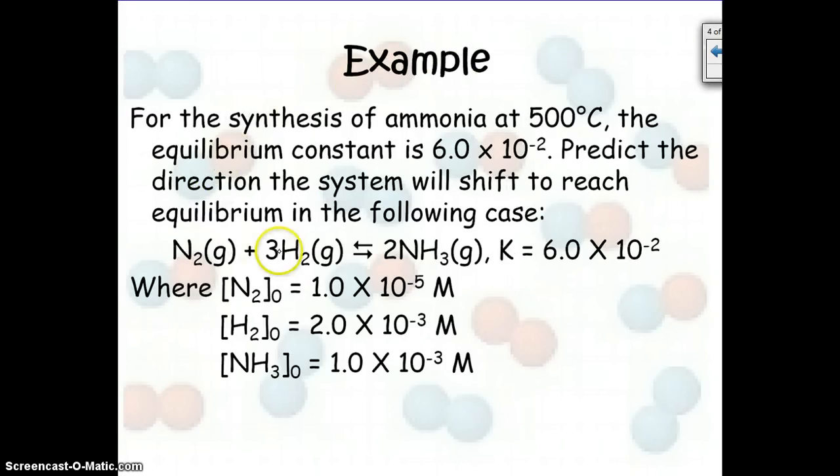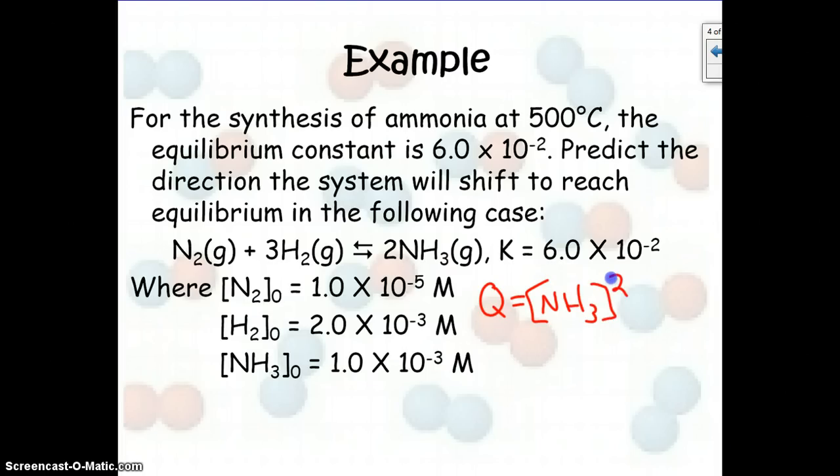Here's an example. It tells us that our K is 6.0 times 10 to the negative second. It wants us to predict the direction the system will shift to reach equilibrium, given the following information. So first off, we need to write the expression for Q. We've got products divided by reactants.